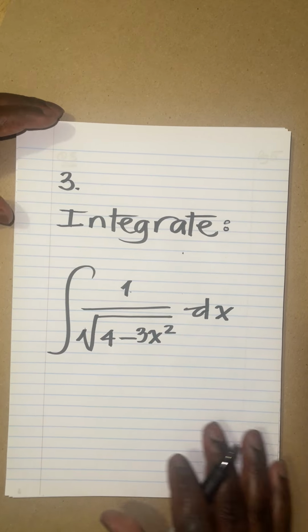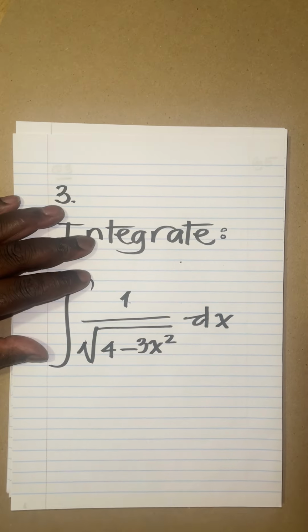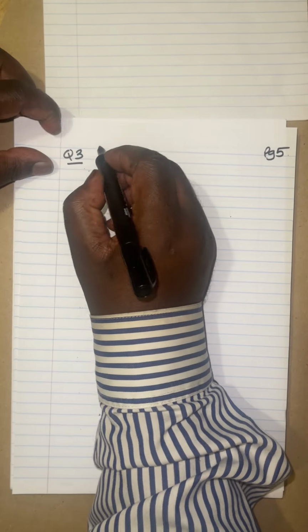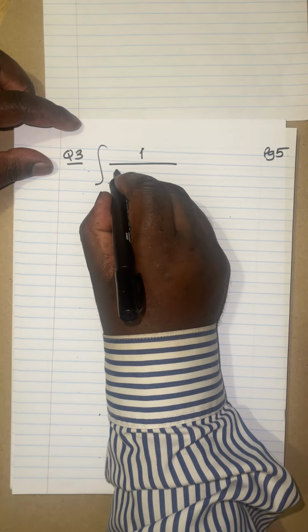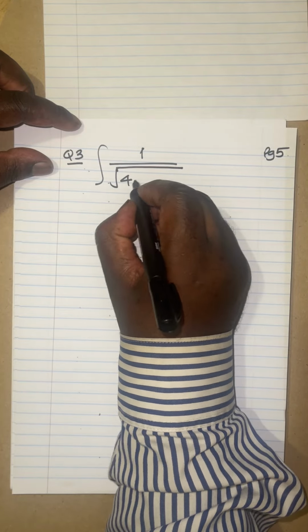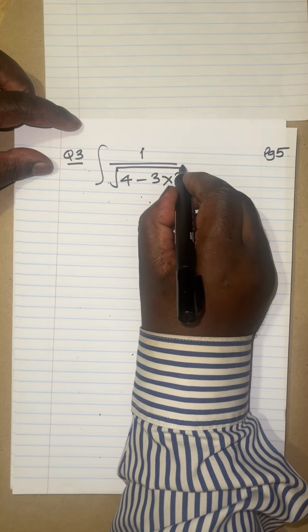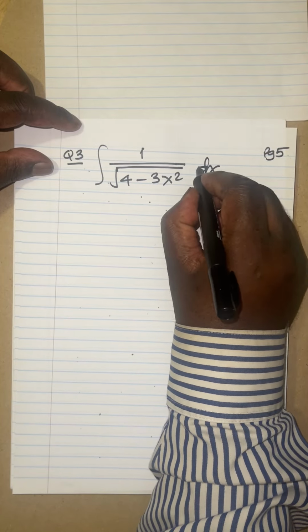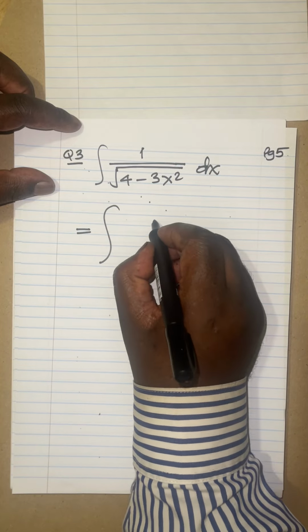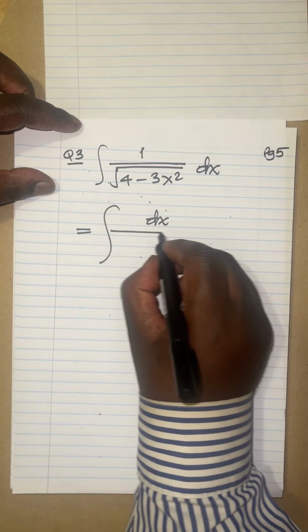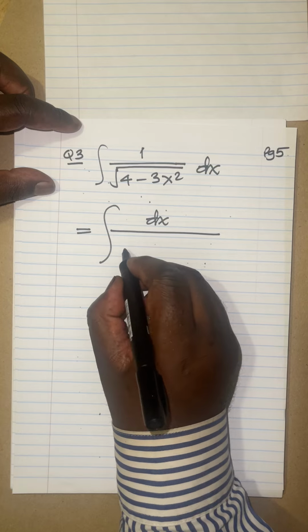So how do we go about this? Well, let's go through this on page 5. Let me capture the question first. The question says the integral of 1 all over square root of 4 minus 3x squared, and we have dx. Now allow me to put dx in the numerator. So this is going to be the integral of dx all over, and allow me to factorize this.